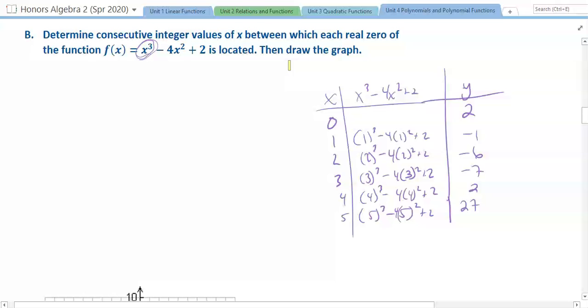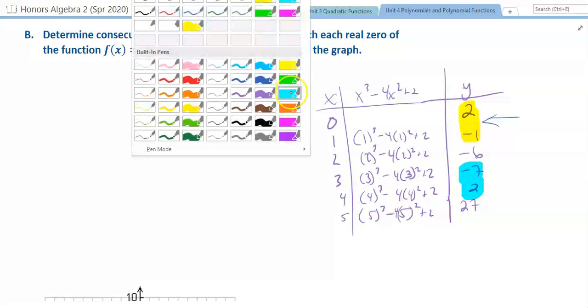Understand again your zeros. Remember, they're going to happen when the sign of y changes from one side to the other, either positive to negative or negative to positive. And so we've got one of the zeros sitting between 0 and 1. And the other one is when it goes from negative to positive, and that's going from negative 7 to the positive 2. And so that is my second 0.